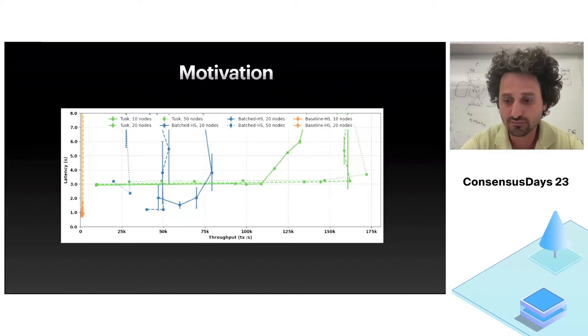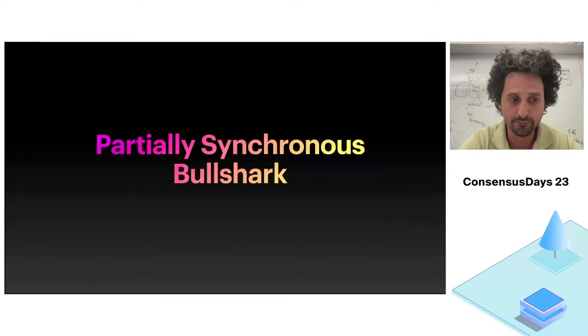So this is the motivation of the work. Tusk is an asynchronous protocol. Bullshark considers partial synchrony and improves latency. That's the goal. And we have two variations of Bullshark. The full paper keeps the asynchronous consensus, but adds a fast path, so during synchronous periods we can do things faster. And there is also a more practical and simpler version, which is a standalone partially synchronous version. And this is the one I'm going to present today.